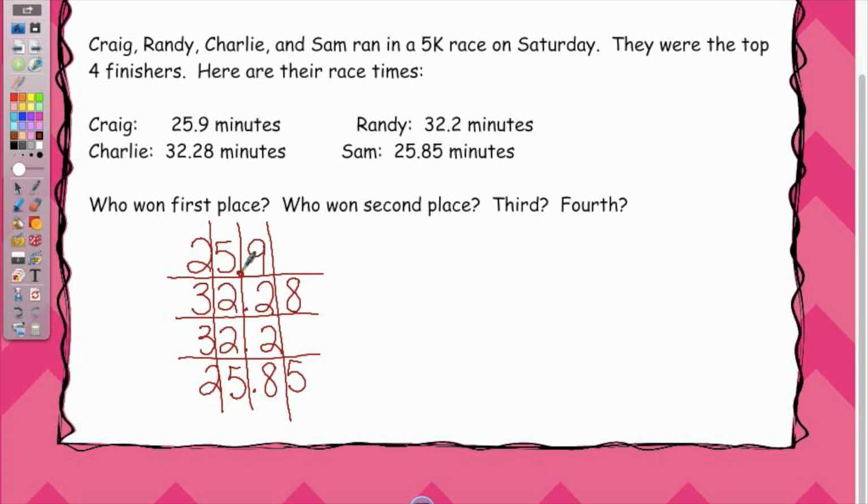You might have to, once you draw your lines, you might have to make your decimal just a little bit bigger so you can see it better. So there's my little mini place value chart. What do you think? Okay, go ahead and get that place value chart created.